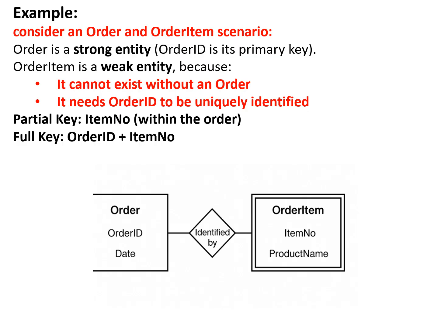For example, consider an order and order item scenario here. Order is a strong entity because order ID is the primary key. Order item is a weak entity because it cannot exist without an order and it needs order ID to be uniquely identified. So the partial key, item number within the particular order, will be there. So the full key can be, say, order ID plus item number. So this is called a weak entity and then a strong entity.